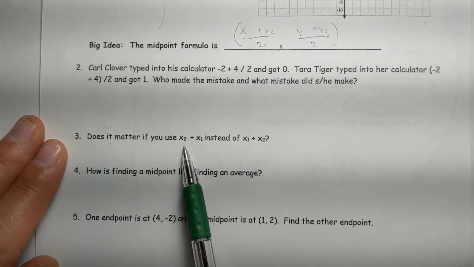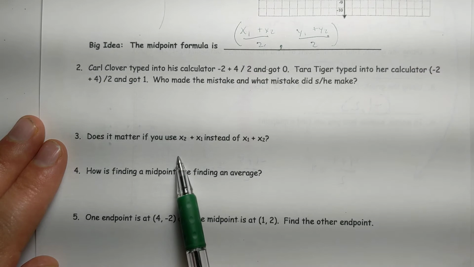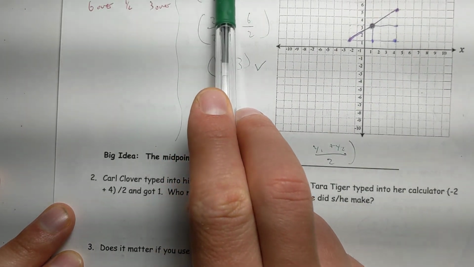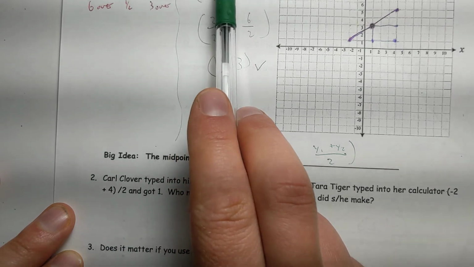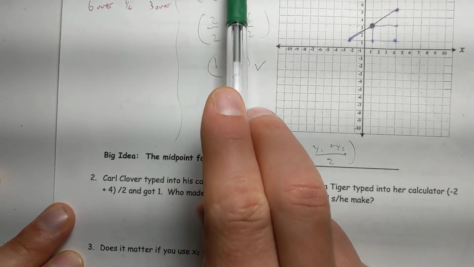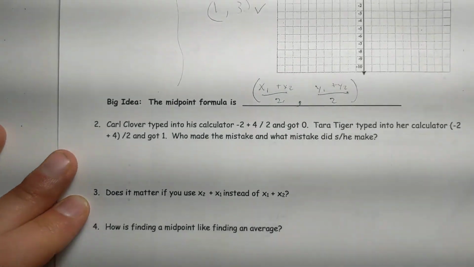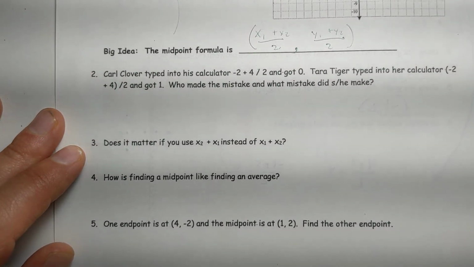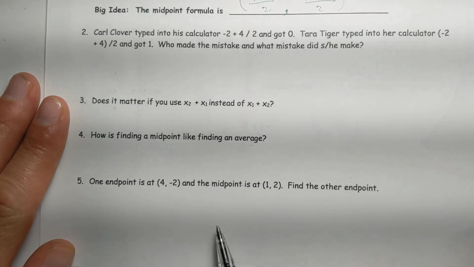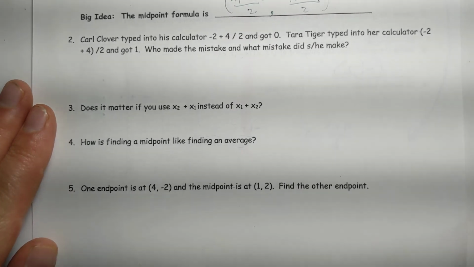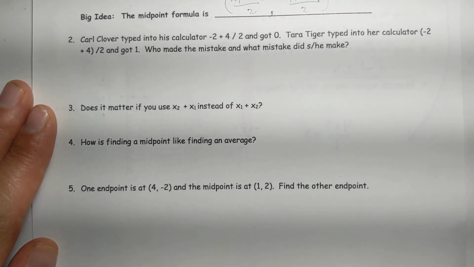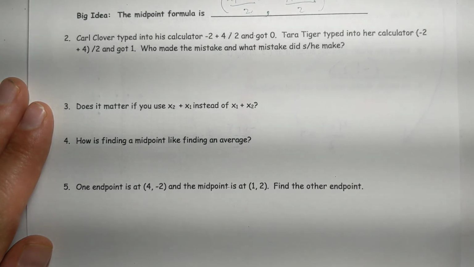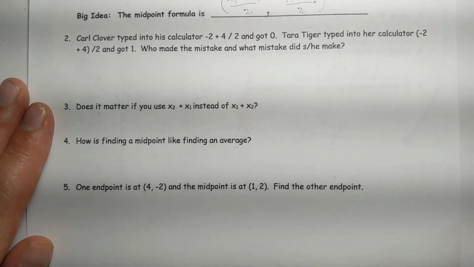Question, doesn't matter which order we put them. Could I do up here, could I do negative 2 plus 4? Instead of doing it that way, what if I did 4 plus negative 2 and then 5 plus 1? Does that change the answer? How is finding a midpoint like an average? And this one's tough. I want to see how you can do this. There's a couple different ways you can do it. There's an easy way and a slightly tougher way, but I want to see what you come up with on this.